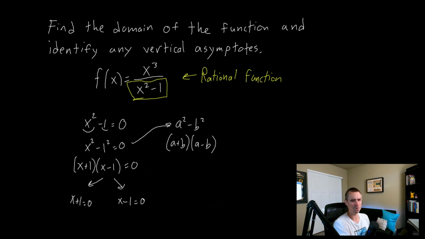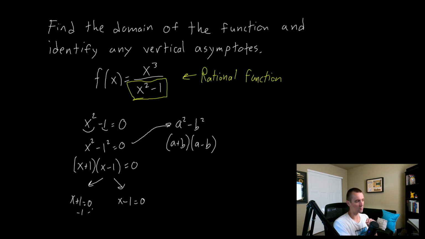Let's think about why that is. If either one of these factors equals 0, so if x plus 1 equals 0, or if x minus 1 equals 0, then the product of any number times 0 is also going to be 0. So as long as either one of these two things happens, this whole equation will equal 0, because 0 times any number is 0. Okay? So this gives us two much easier equations to solve.